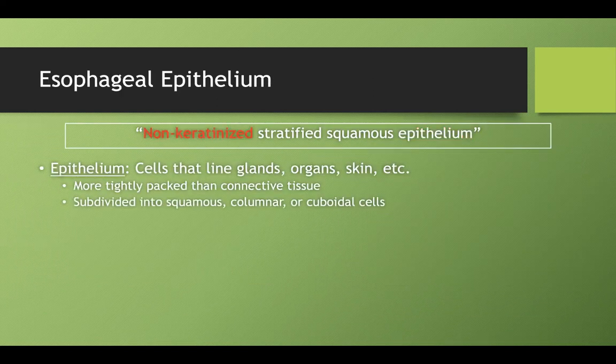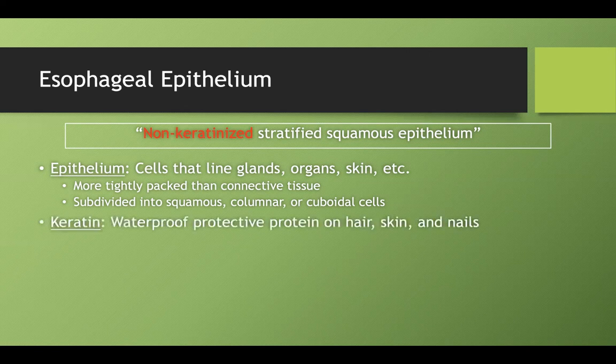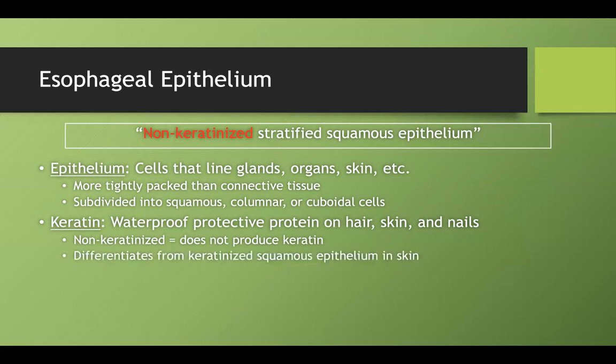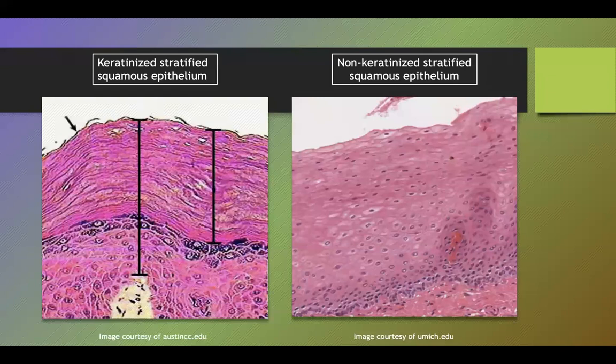Now, when we refer to whether something's keratinized or non-keratinized, that's usually to refer to squamous epithelium, and I'll show you what I mean. So keratin is a waterproof protective protein that exists on our hair, our skin, and our nails. And if you're non-keratinized, that means you don't produce keratin. So why do they have this distinction in this phrase when it comes to esophageal epithelium? The reason they do that is because there's a different type of stratified squamous epithelium that exists in our skin that is keratinized. And let me show you a picture.